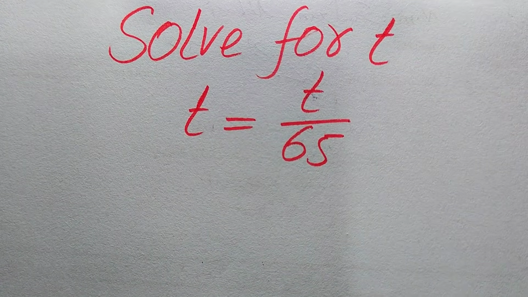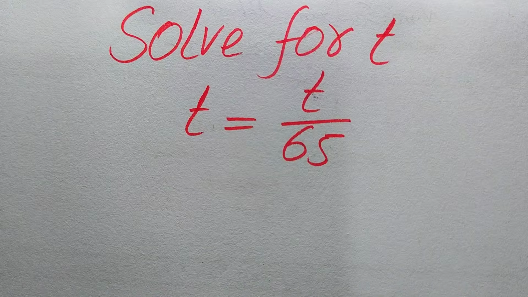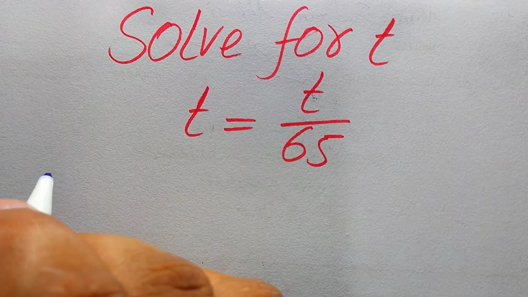So here we have t is equal to t divided by 65, and we solve this problem for all the values of t. First we find all the roots of this equation, and at the last we verify which of the roots are solutions and which of the roots are extraneous roots. Further, we solve this problem by two methods.